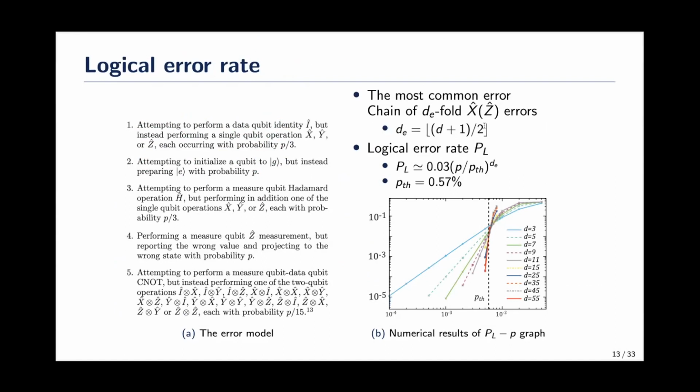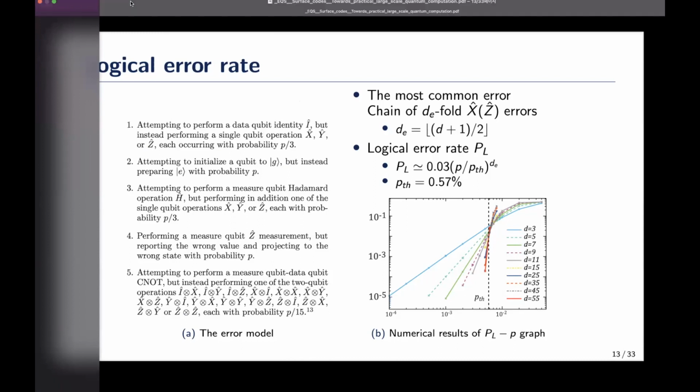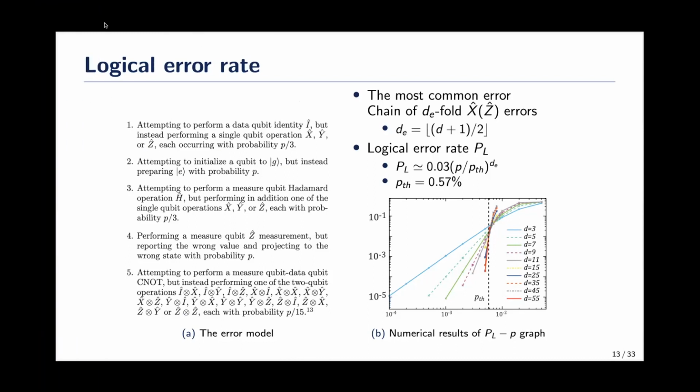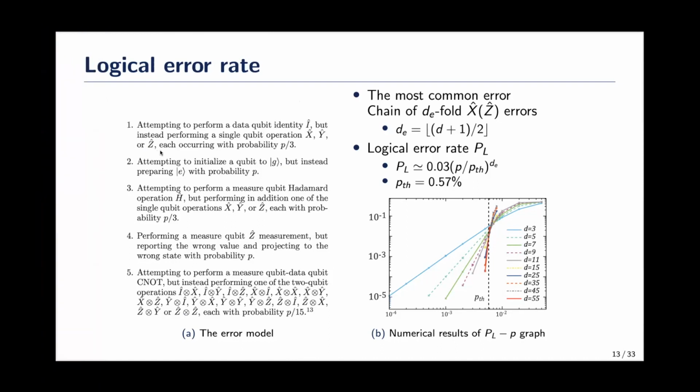Then what is the logical error rate? Let's consider this error model. Roughly, it means an error occurs with a probability P for each step of the error correcting process. And the logical error rate PL is like this.